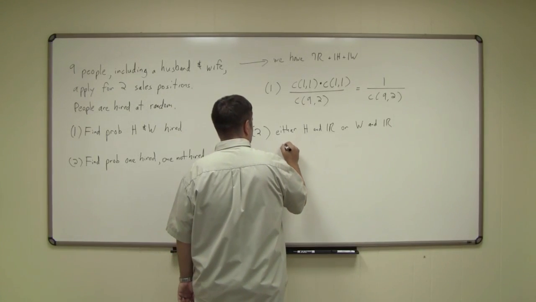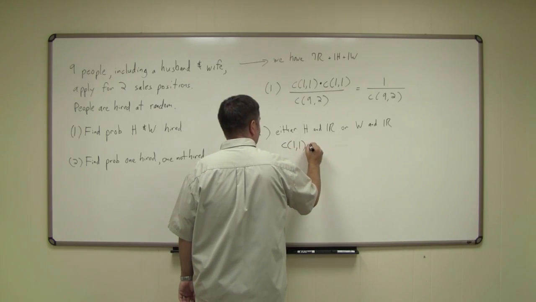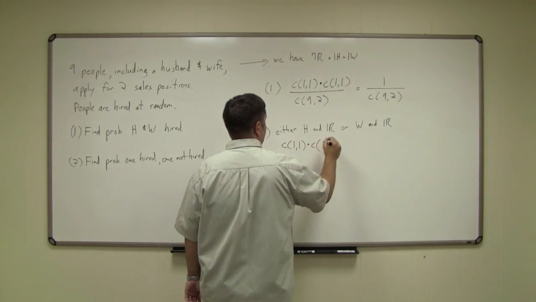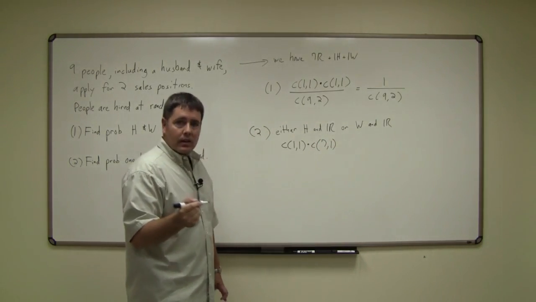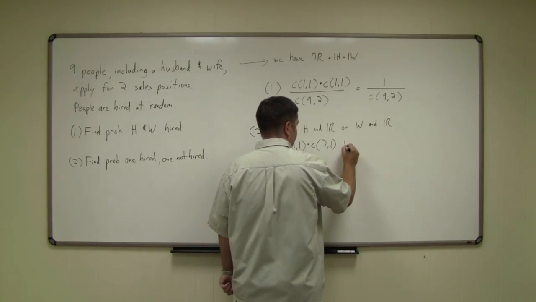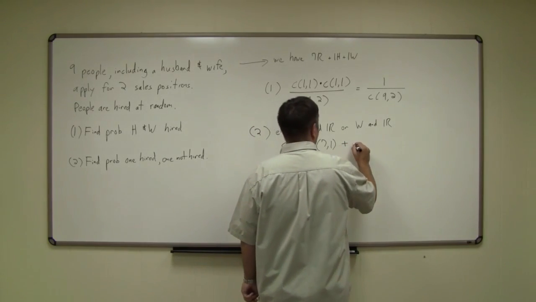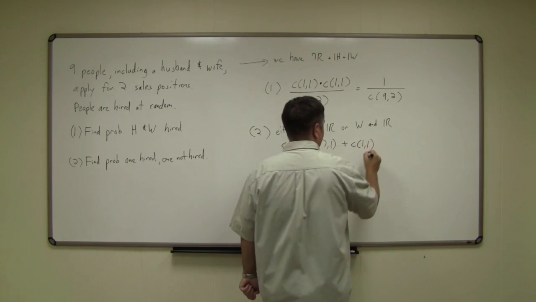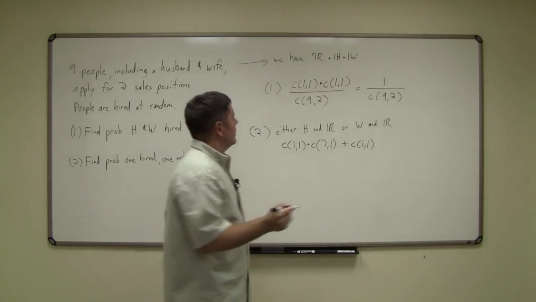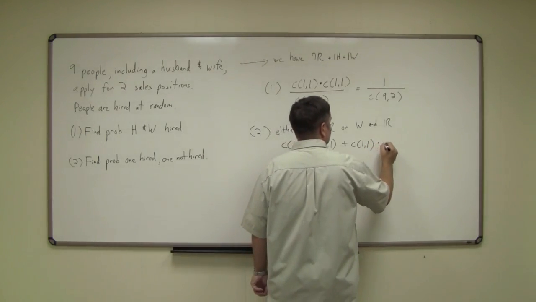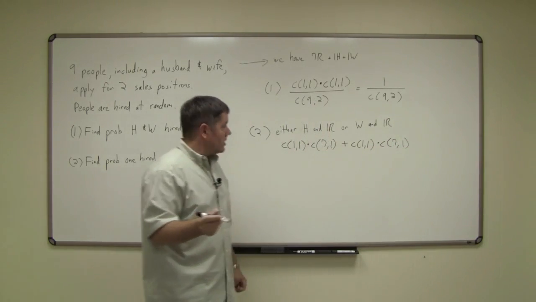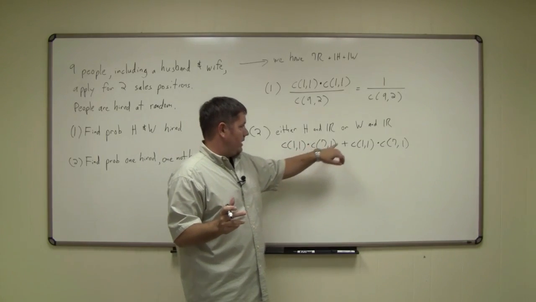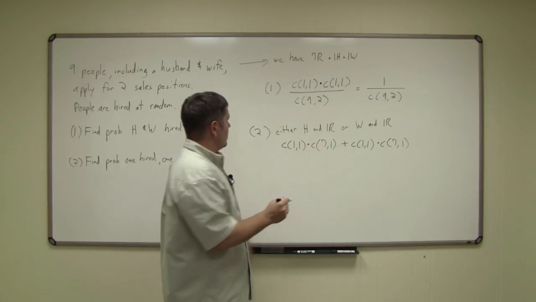So in terms of our combinations, getting the husband, there's 1 available, we need 1. And 1 regular person, there are 7 available regular people, I need 1. I need this or, so I add a wife, there's 1 available wife, and I need 1. And a regular person. And notice how the English translates into the math. And means you multiply, or means you add. This is my numerator.